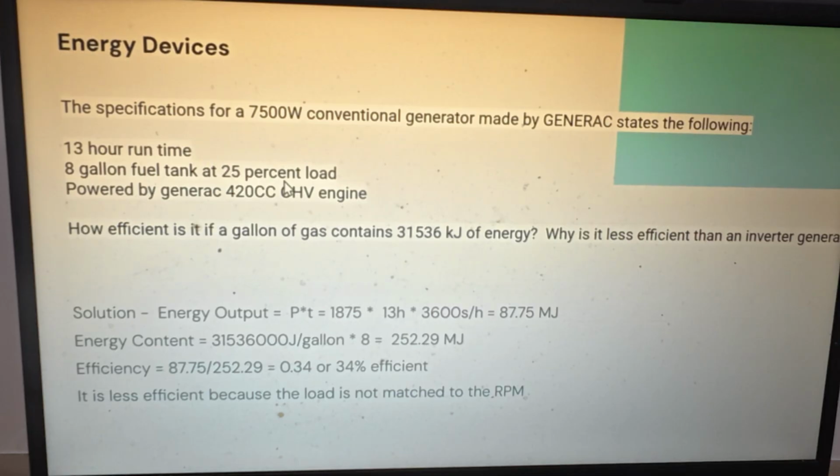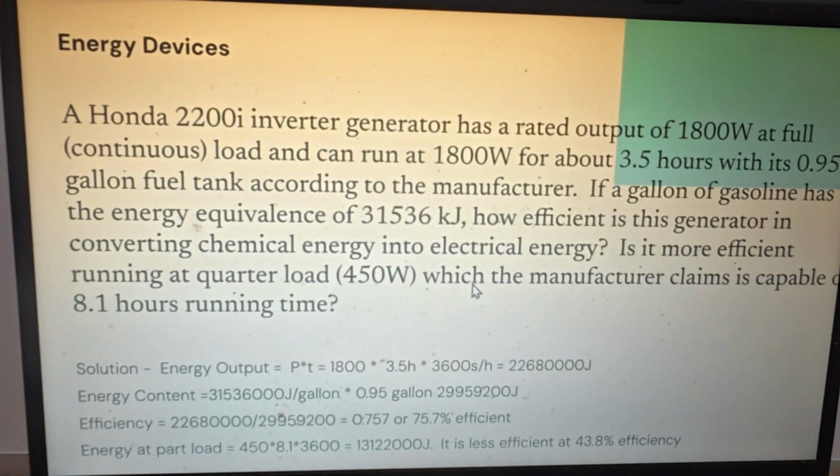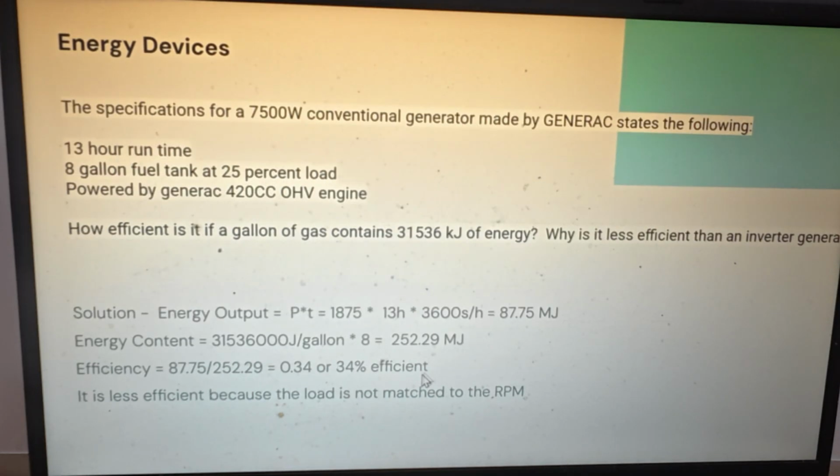At part load, it'll be less efficient, just like the previous example. At part load, it was only 43% efficient. That's this problem here. At this part load, 450 watts, it runs for 8 hours, but it is less efficient, 43.8 versus 75.7. And this is 34%. If it was running at full load, it'll run for less time, but it'll most likely be more efficient at that full load. So it just depends on how we match the load to the speed.